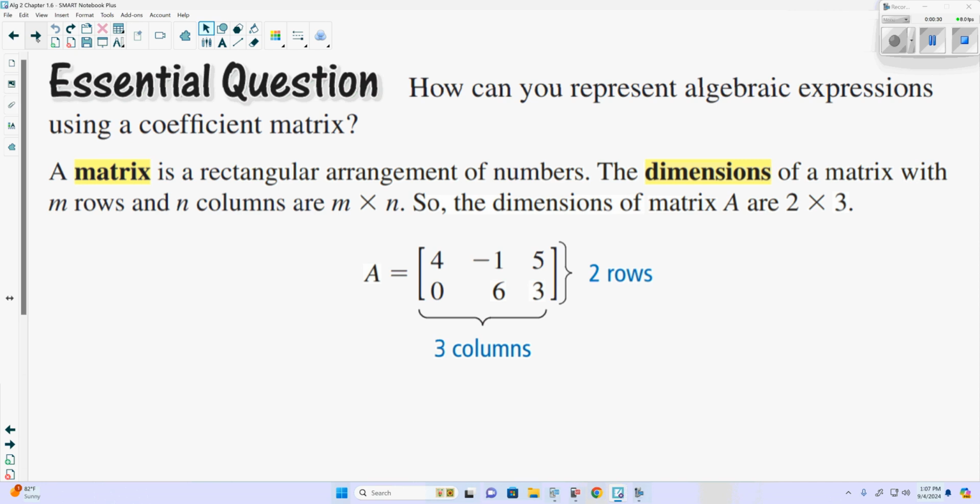What we're looking at today is a matrix. A matrix is a rectangular arrangement of numbers. The dimensions of a matrix are rows and columns, m rows and n columns, so the dimensions are m by n. Here, this matrix has 2 rows and 3 columns, so we call it a 2 by 3.